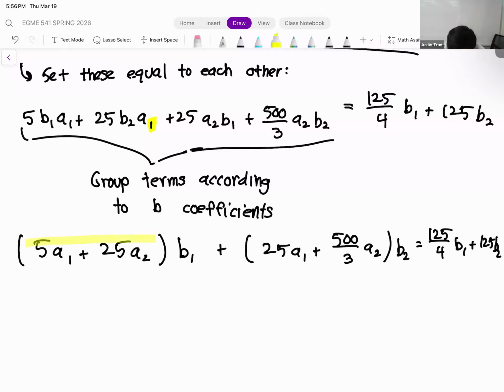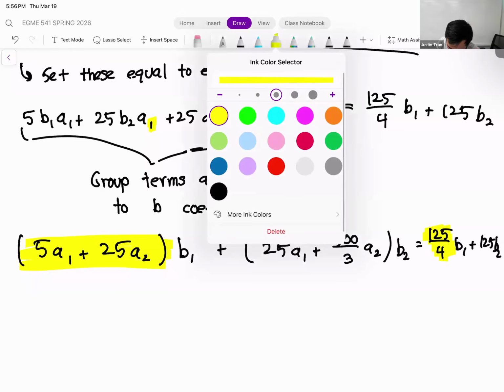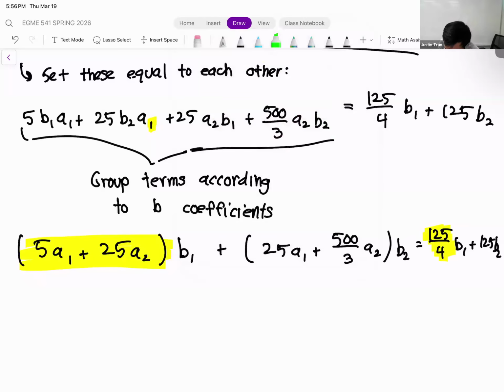If we look at this, this is everything that's multiplied by B1 on the left-hand side, and on the right-hand side, we have something multiplied by B1. And then we also have this equation that's multiplied by B2, and we have a B2 term on the right-hand side as well. So if we set our two expressions on either side, according to their B coefficient, equal to each other, that's going to give us two equations to solve for our two unknowns, A1 and A2.